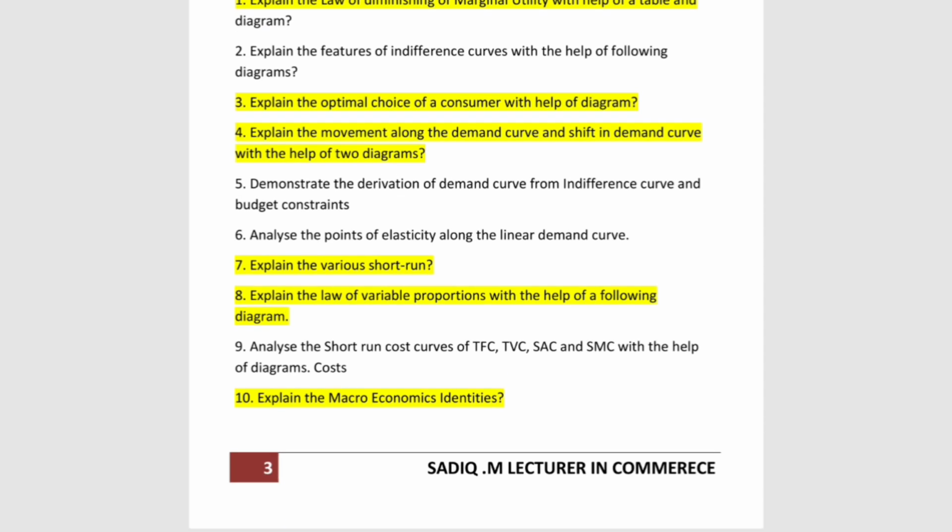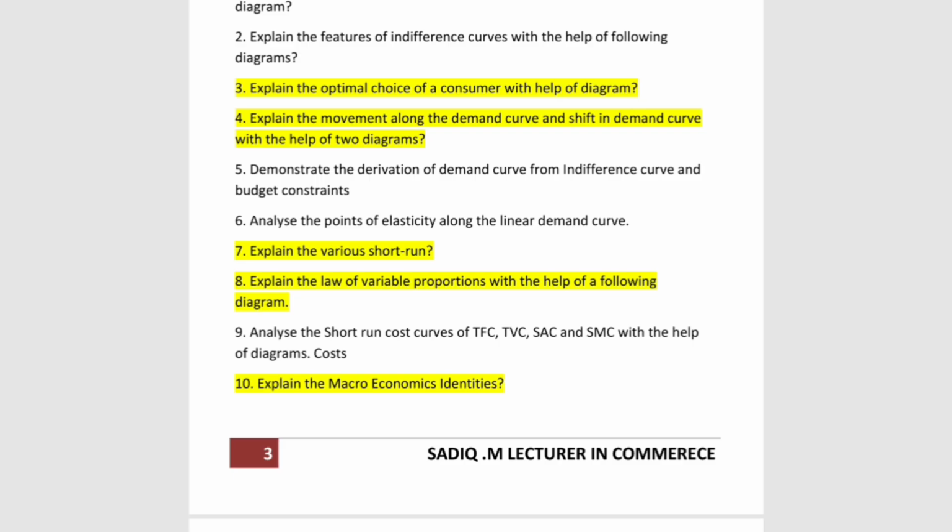So I have taken the next question from production and cost for the 6 marks. Explain the various short-run cost. Explain the law of variable proportion with the help of a diagram. And the next question is analyze the short-run cost curve of TFC, TVC, SAC and SMC with the help of diagram and cost. So these are all the important questions from production and cost for the 6 marks.